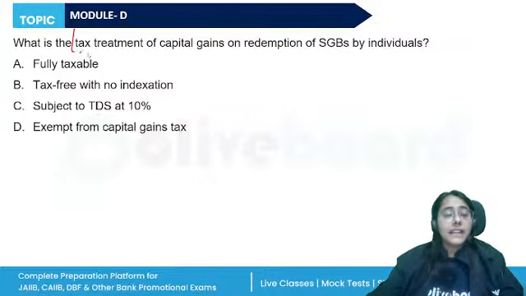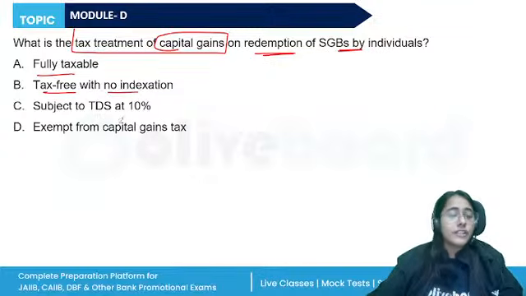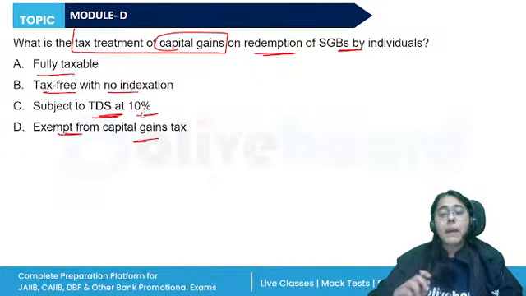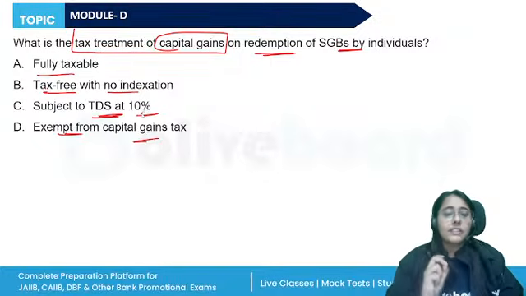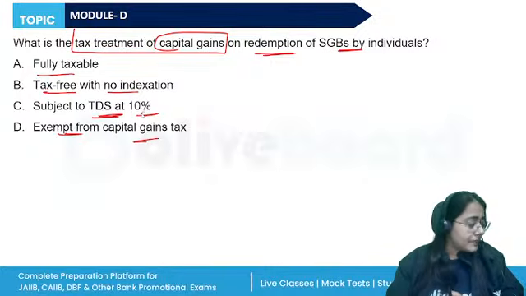What is the tax treatment of the capital gains on the redemption of the sovereign gold bond? Fully taxable, tax free with no indexation, subject to TDS at 10%, exempt from capital gains tax. How is the taxation done? Taxation. Interest on the bonds will be taxable, right? Interest is taxable.